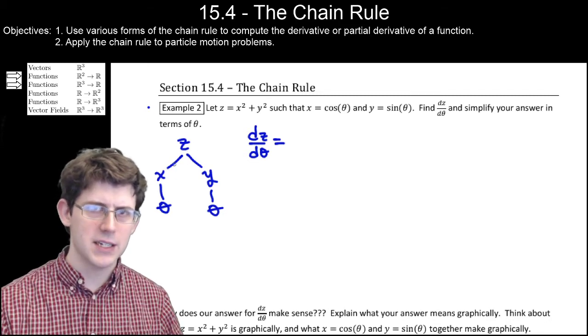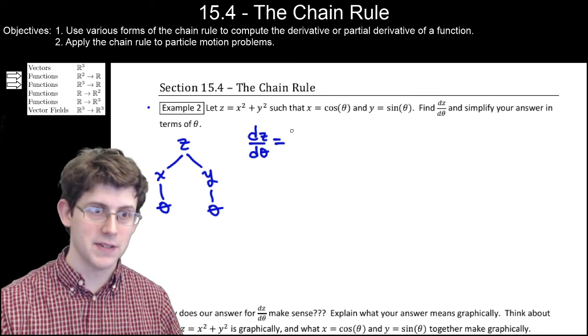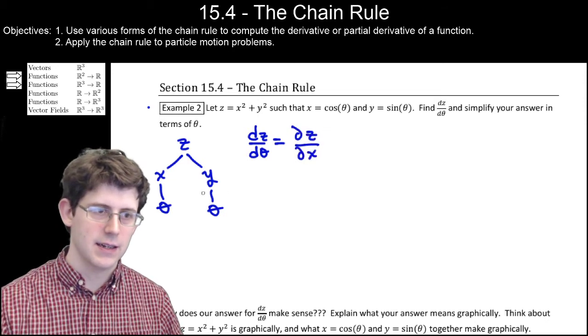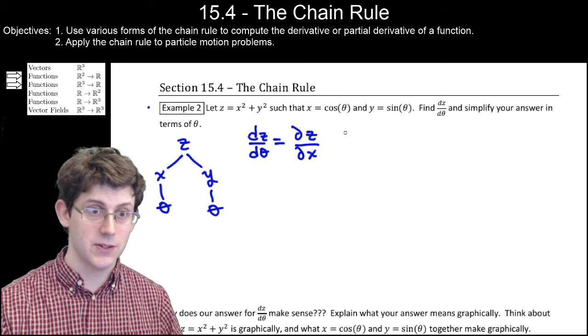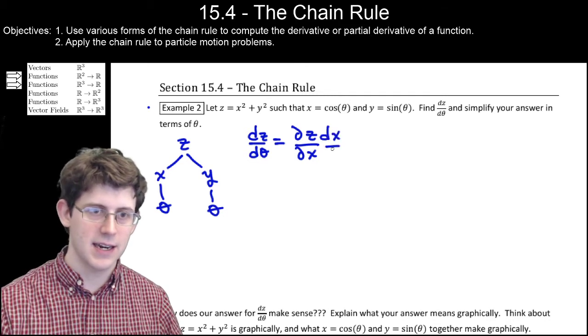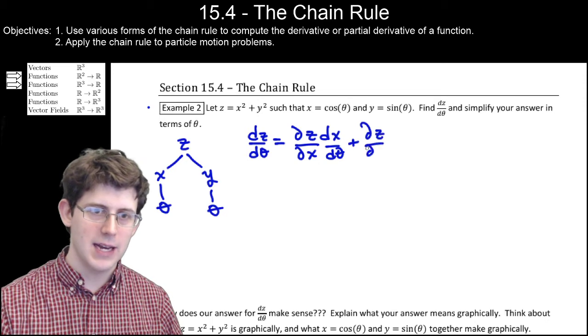Anytime you have a branching path, those are partial derivatives. So I'll find partial z, partial x. And then any non-branching path is a regular old derivative, dx d theta. And then partial z, partial y, dy d theta.